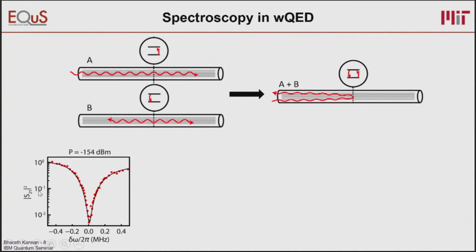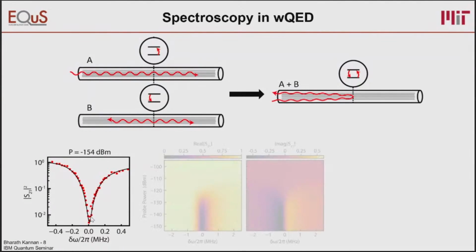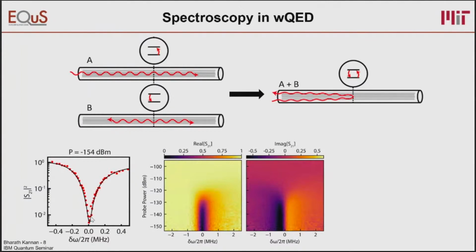Here we're just showing a very basic scattering measurement, S21, so just looking at the transmittance, as a function of the detuning between the supplied tone and the qubit frequency. And indeed, what you see is when the tone is resonant with the qubit, this transmission is very highly suppressed. You can actually do this as both a function of the detuning between the drive and the qubit frequency, as well as the power of the probe that you supply.